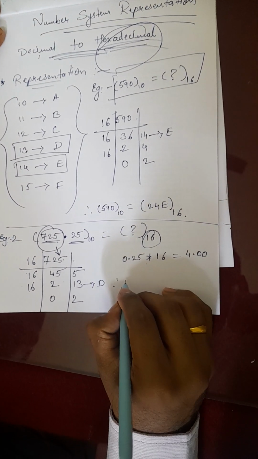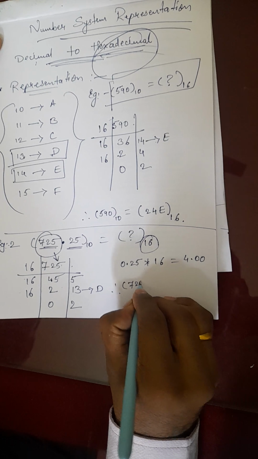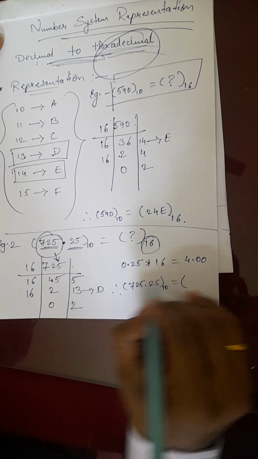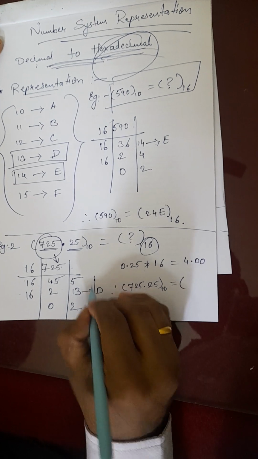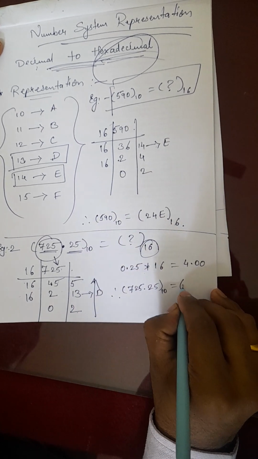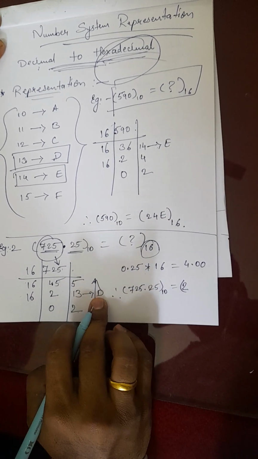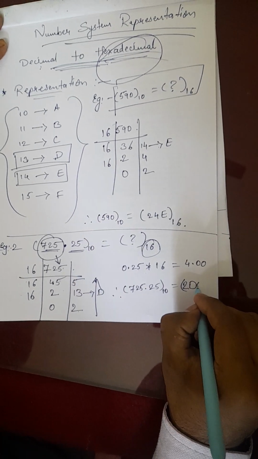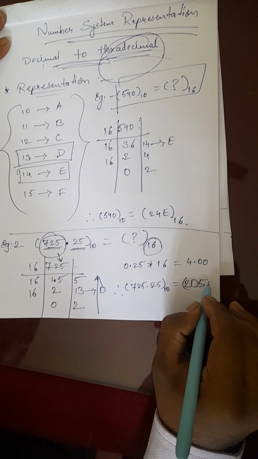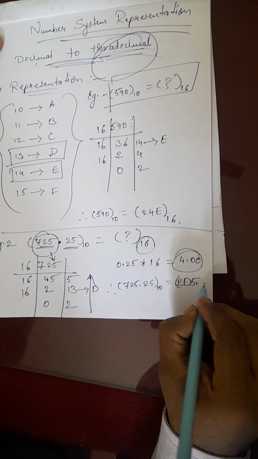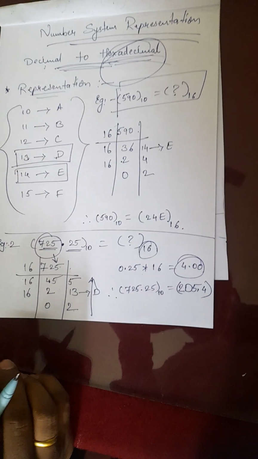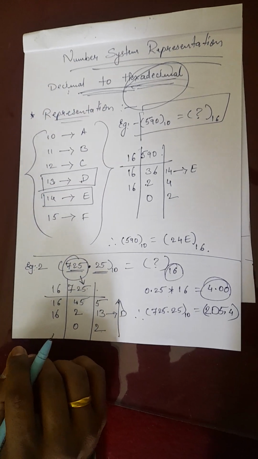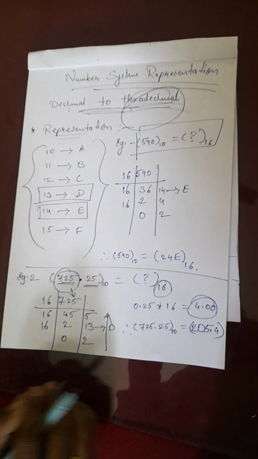So how to write that? We can write 725.25 decimal is equal to, we have to scan it from bottom to top, that is 2, 13 which is represented as D, so 2D5, point, this value 4, so 4. In this way we can perform the conversion of decimal to hexadecimal.